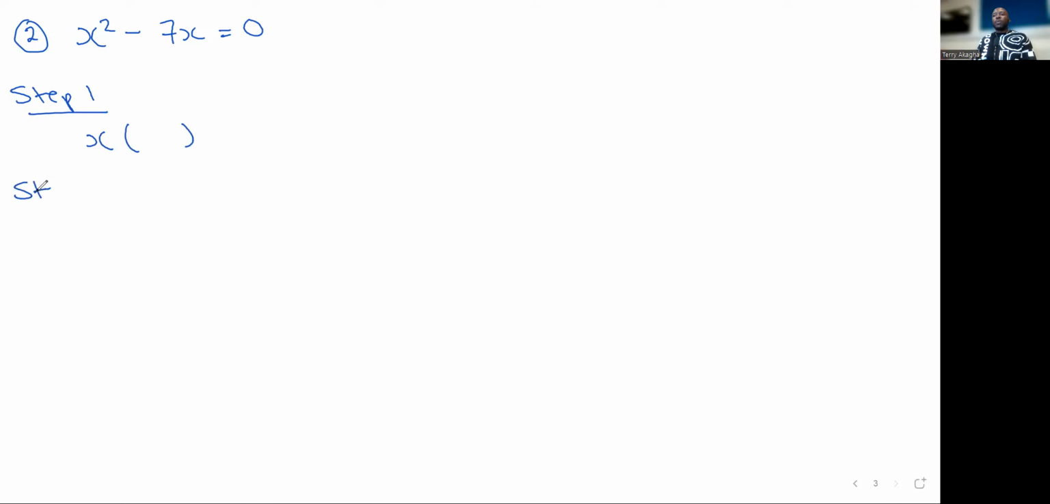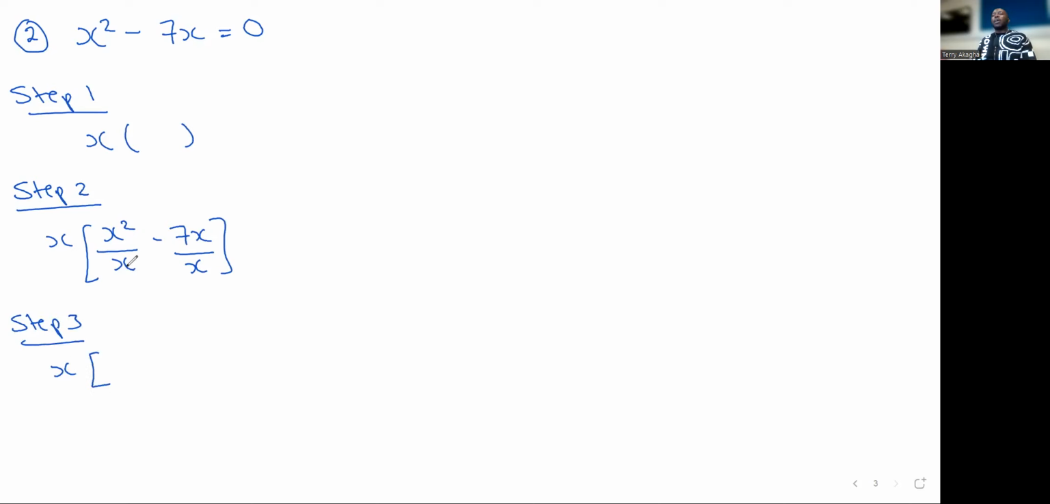Step 2, we then have to divide each term with the highest common factor. So it's going to be x squared divided by x minus 7x divided by what? x. Then step 3, you now rewrite the expression and simplify. So it's going to be x squared divided by x will give you x. 7x divided by x will give you minus 7.